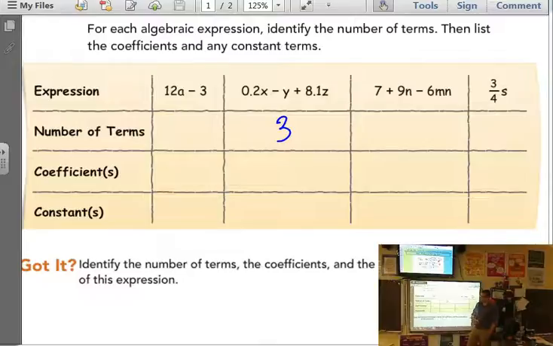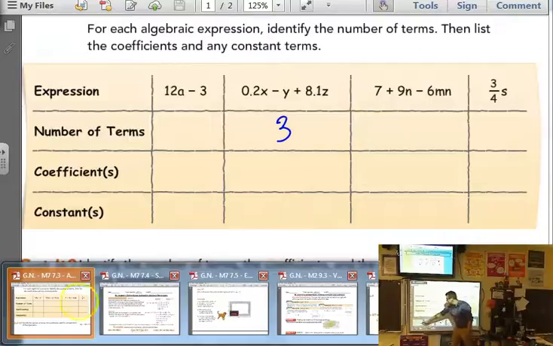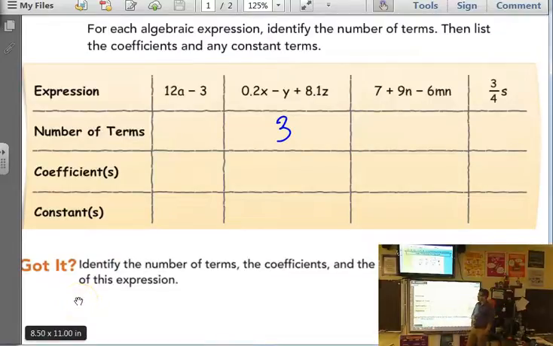What are the coefficients? The coefficients are like a constant multiplier to a variable. Yeah, it's the multiplier to the variable. So we've got a variable here, so we look for a multiplier, and a variable here we look for a multiplier. Variable here we look for a multiplier. So there's only 2. Well, what multiplies by the x? 2 tenths. 0.2.